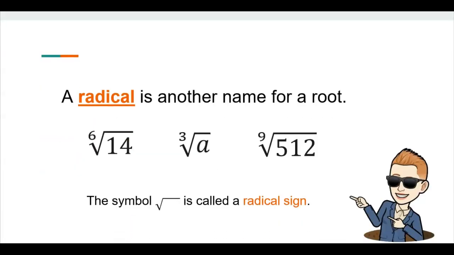So a radical is just another name for a root. So you can see here we have 6 root 14 or 3 root a, 9 root 512. All of these are examples of radicals. And the symbol itself, this little table that sits over a number, that is called a radical sign. So when we talk about radicals, we're just talking about roots.